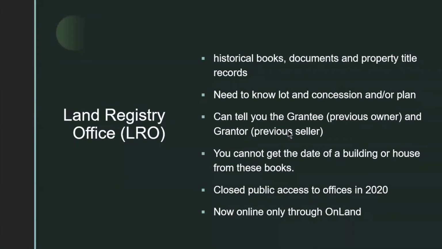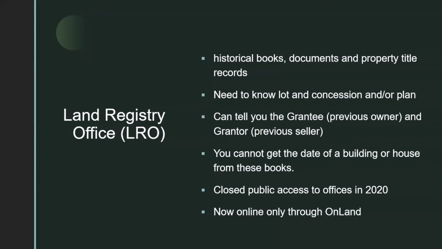Now, going to the Land Registry Office, they have historical books, documents, and property title records. And you need to know the lot and concession and/or plan to get the information from there. You can't just walk into the office and say, I live at 200 Main Street in Oshawa, and they'll hand you a file with all the information about your property. That's not how this works. That's not how the documents are organized. Historically, it's been organized by lot and concession because that's a legal description of the property. So that's kind of a block for some people when they're first looking into the property.